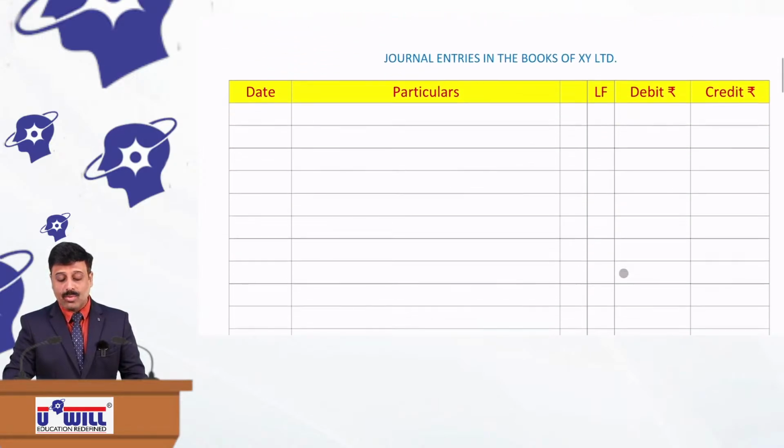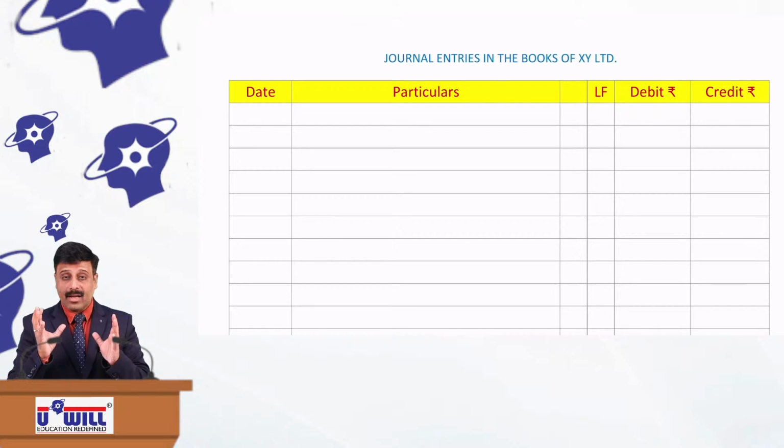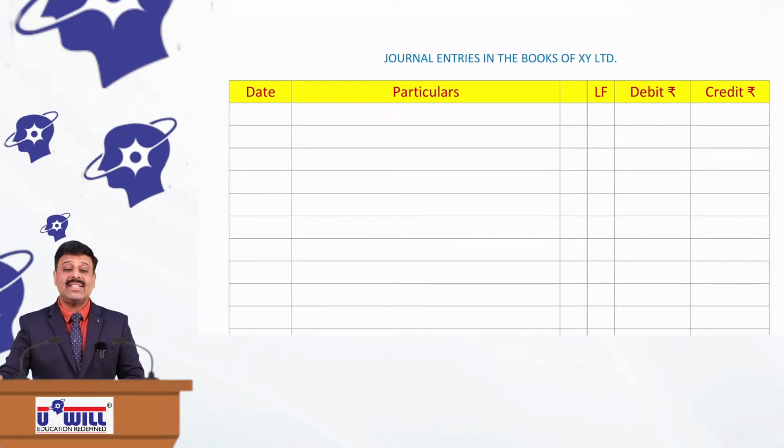So all of you TY BCom students, those who are present over here, make a format. Rough journal format will also do as of now. Take 5-10 seconds and make format. Journal entries in the books of XY Limited. Take some time and make it fast.